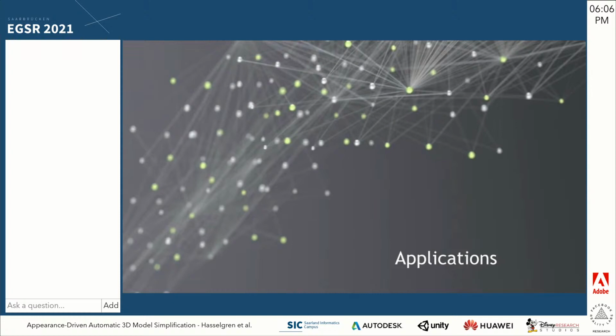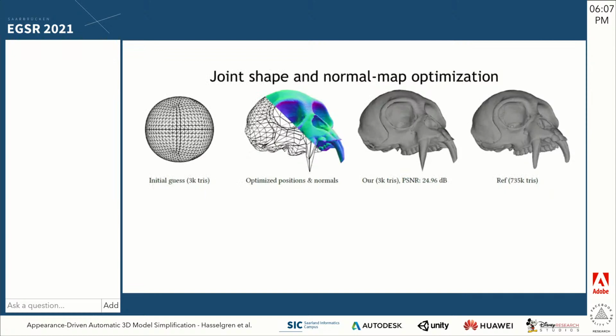So I will show you that you can actually apply this to a vast variety of applications. And our first application was also our first experiment. So it's the most simple one. We start from an initial guess here, which is just a sphere. We optimize the vertex positions as well as a normal map jointly. And then we get the result as shown to the right here. So we get a pretty good proxy of the reference. It's not completely without artifacts, but as you can see, we've reduced from 700,000 to just 3,000 triangles. So given that, it's a pretty good result.